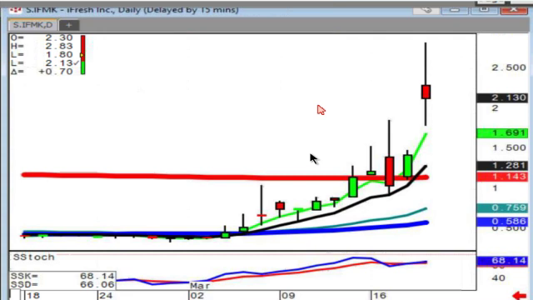Does color of a harami bar matter? You usually want to see a bullish, a red candle followed by a green candle. However, if you see a red candle followed by a small red candle inside, that's called a homing pigeon. But it still requires the same thing. It needs to open positive the next day and trade positive.